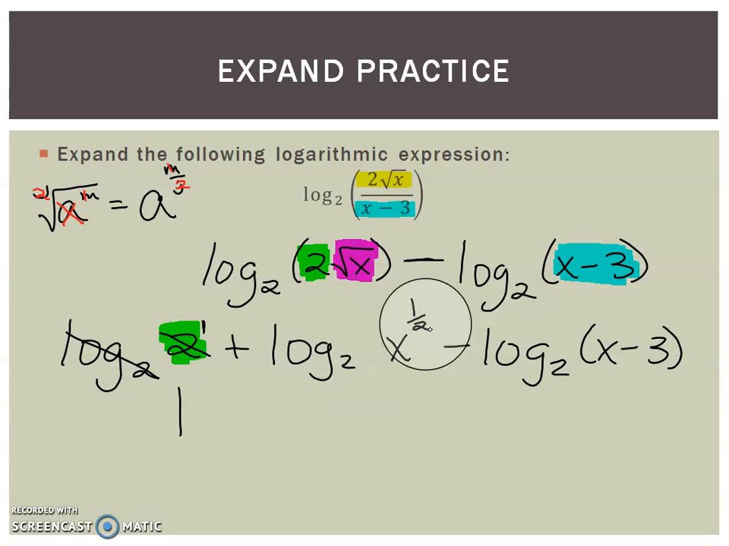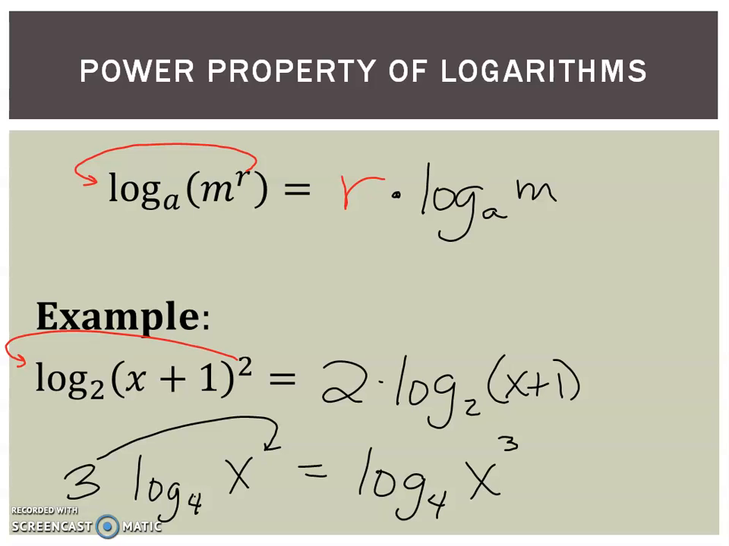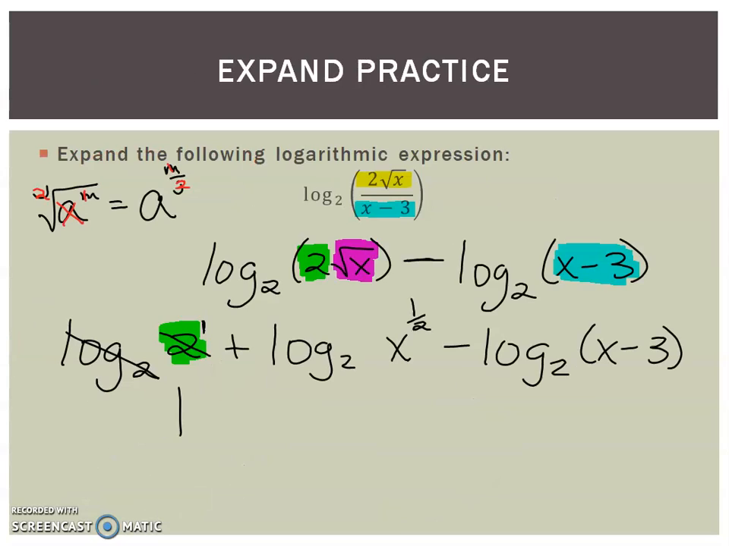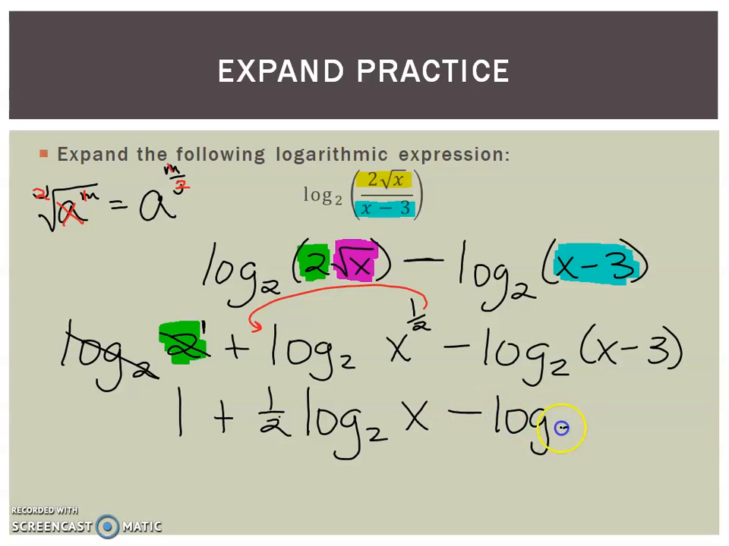I'm also looking for any exponents, because if we remember our third rule that we went over, it says that if I have something to some power, I can move that exponent down and out in front. So I'm going to take this 1/2 and move it out in front. So I end up with 1 plus 1/2 times the log base 2 of x minus the log base 2 of x minus 3. And I'm done with this one.